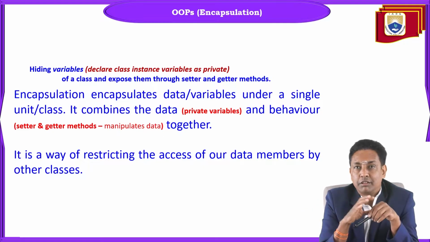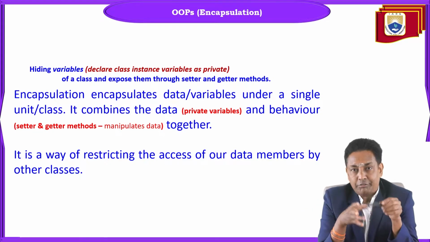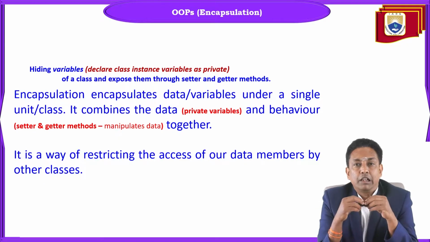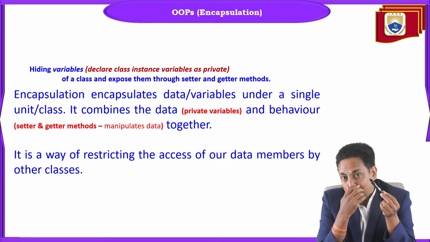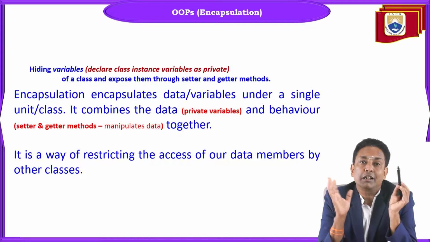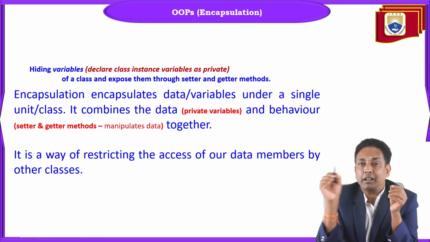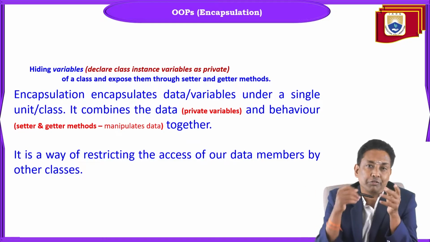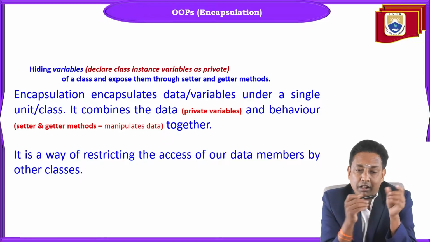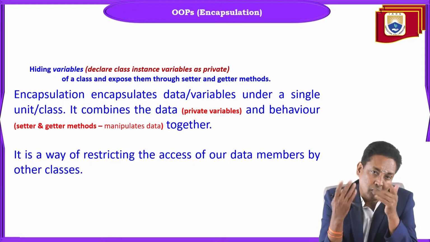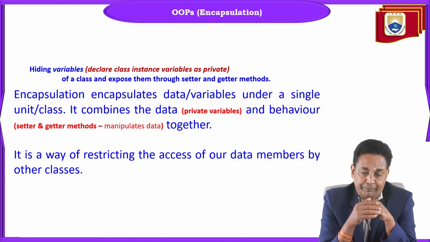Why we need to hide the variable, and how to do it, we'll see later on. Suppose you write a class Employee and declare employee ID, employee name, salary, designation, four variables, as private. Private int employeeID, private String employeeName, private double salary, private String designation. Four variables declared as private, and just close the class.